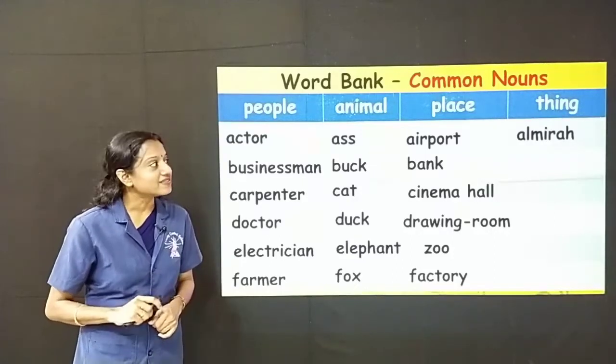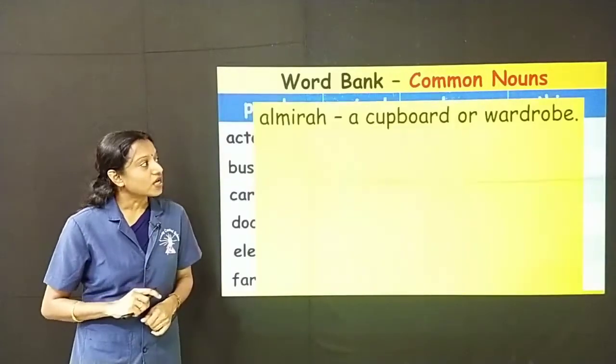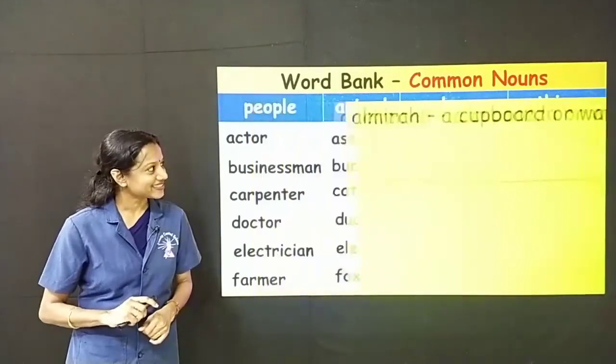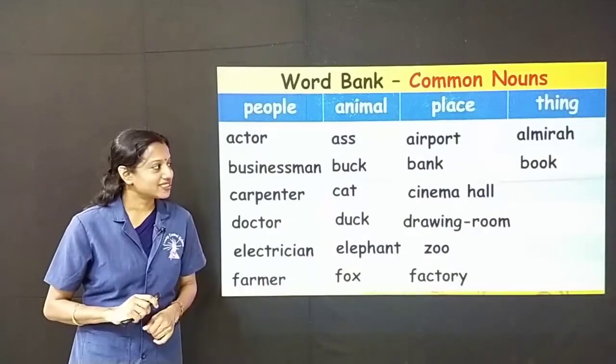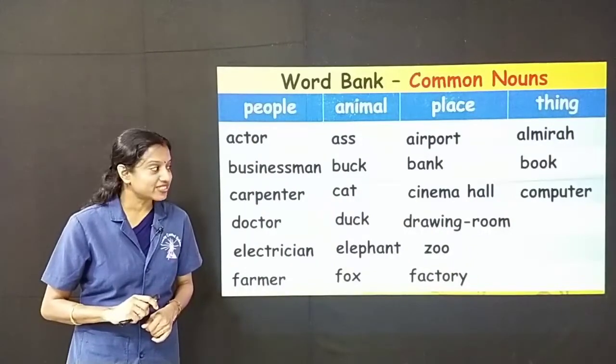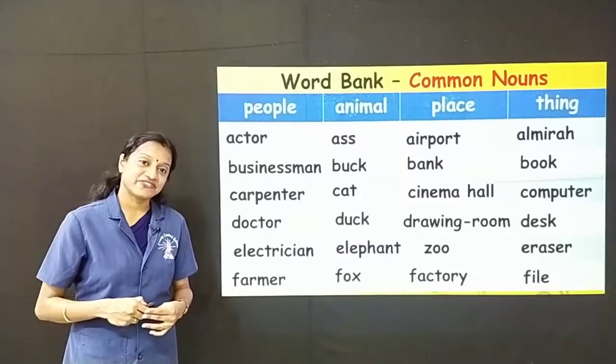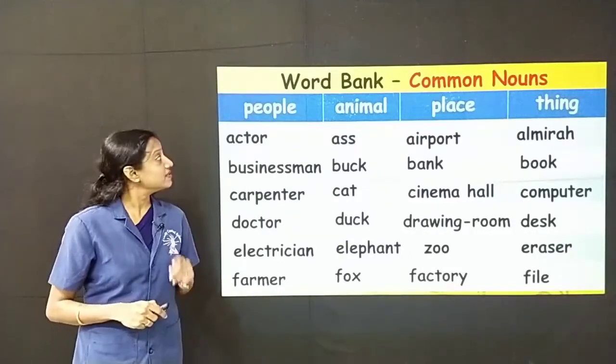Thing: almirah. That's a cupboard or wardrobe. You can see the picture of it. And book, that's a thing, computer, desk, eraser and a file. They are all the things.